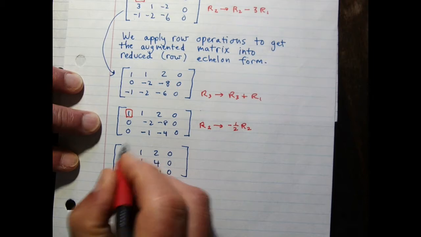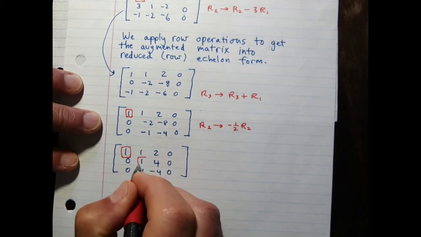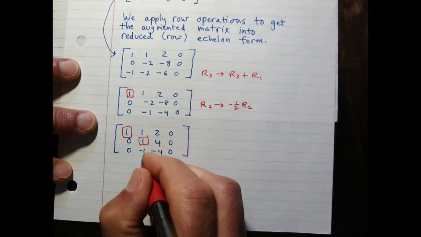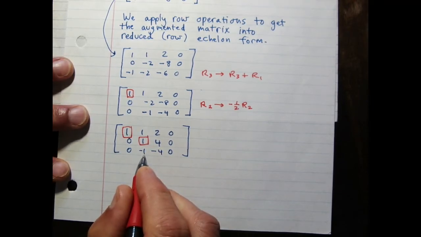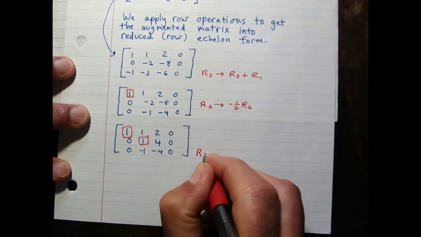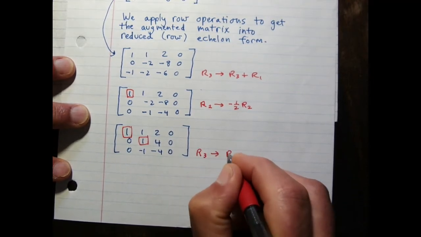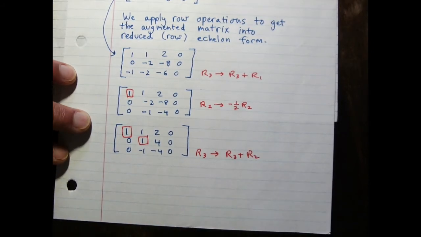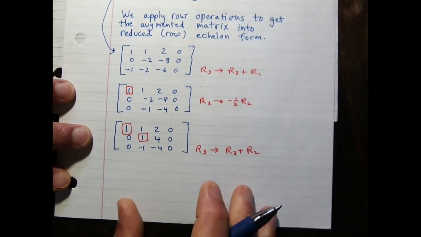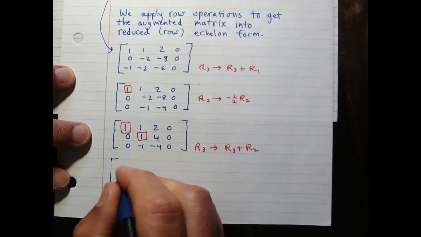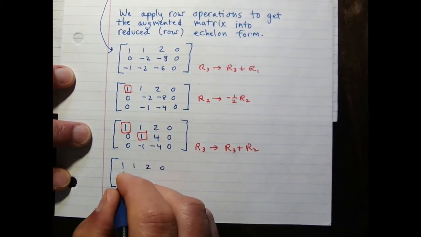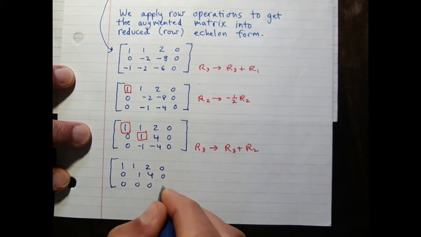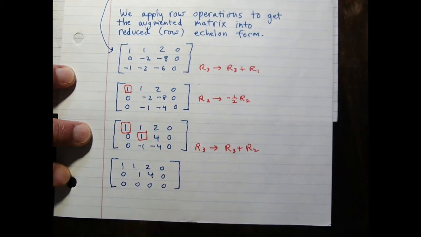And now I like how I got a pivot here and a pivot here. And now I want to get zeros below my second pivot. So I want this minus 1 to become a 0. So I'm going to take row 3 and replace it with, it looks like row 3 plus row 2. We'll get that to be a 0. And I have 1, 1, 2, 0, 0, 1, 4, 0, 0, 0, 0, 0. I get a row of zeros.